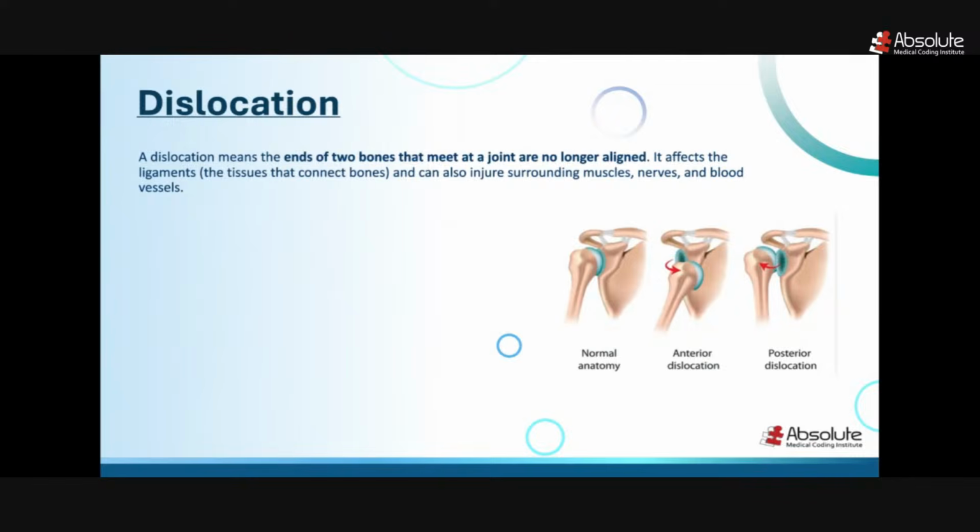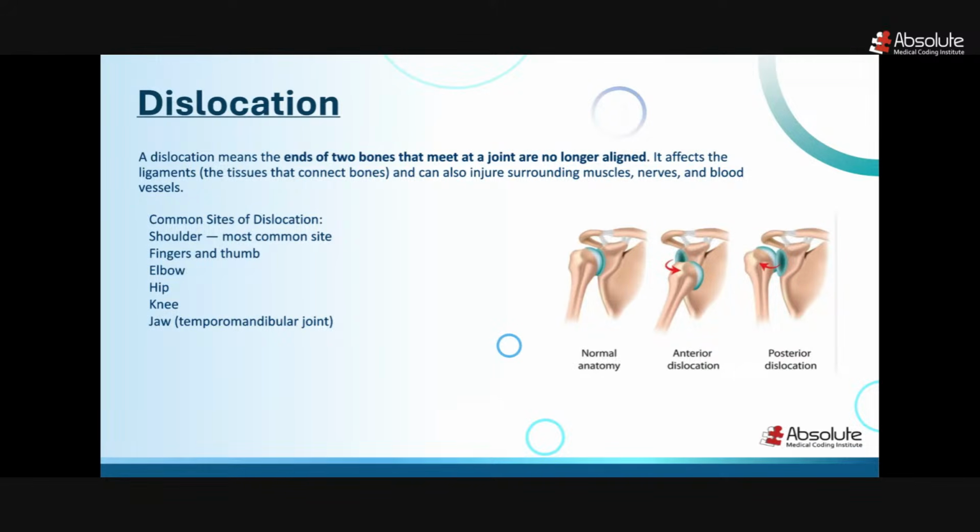Now let's jump into dislocation. A dislocation happens when the ends of two bones that meet at a joint are no longer lined up. And this doesn't only affect the bones. It can also stretch or damage the ligaments, sometimes even injure the surrounding muscles, nerves, or blood vessels. And the common sites of dislocations are the shoulder, of course, that's the most common site. It can happen in the fingers and thumbs, in the elbow, hip, knee, jaw, and in the temporomandibular joint as well.